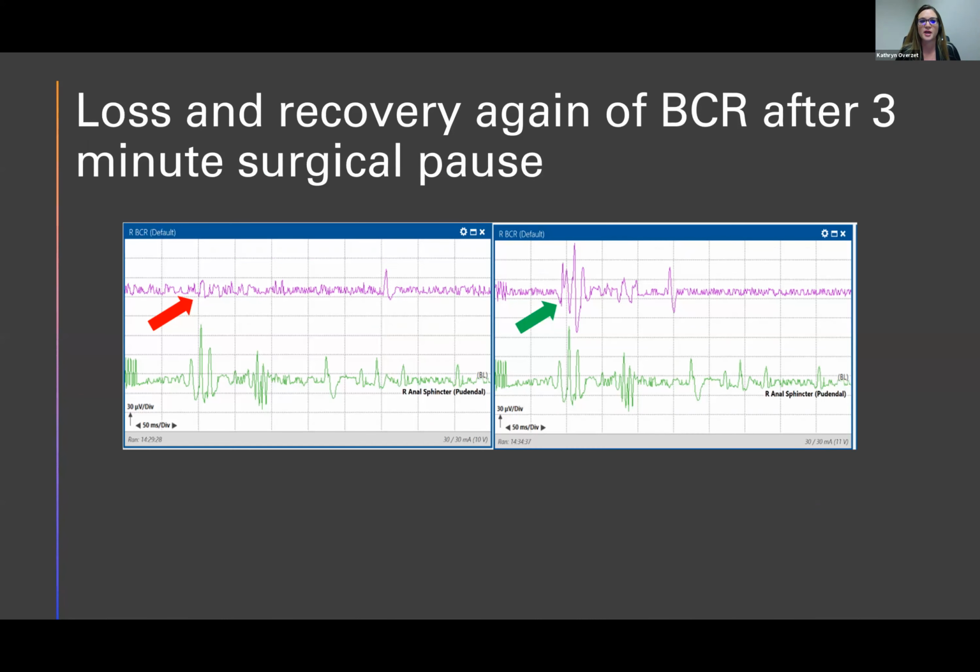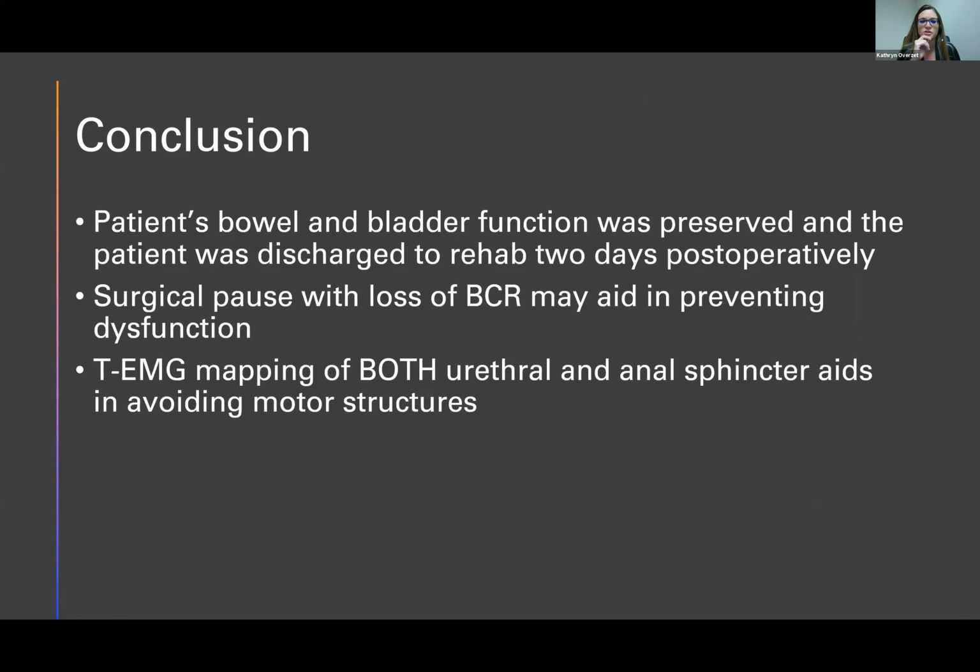At this point, we had, again, on the left, another loss of the BCR. The surgeon did the same thing. He took a surgical pause, and this time it returned within 3 minutes. In conclusion, the patient's bowel and bladder function was preserved, and they were actually discharged to rehab 2 days after. The surgical pauses with the loss of the BCR, we believe, could have aided in preventing dysfunction. And triggered EMG mapping of both urethral and anal sphincter helped him avoid removing any motor structures.